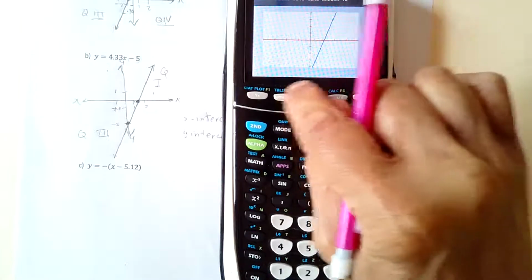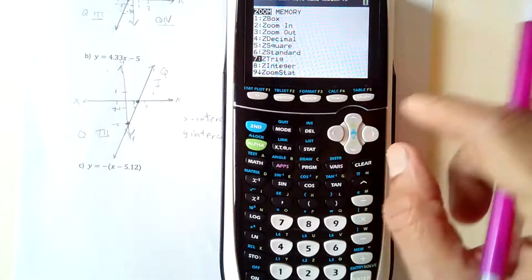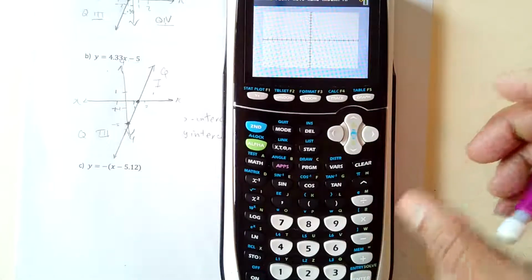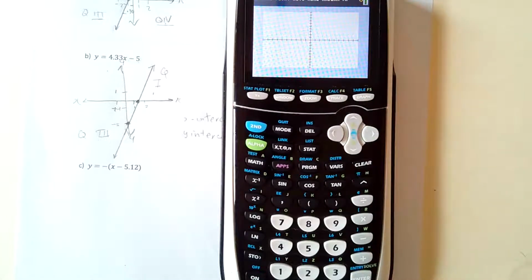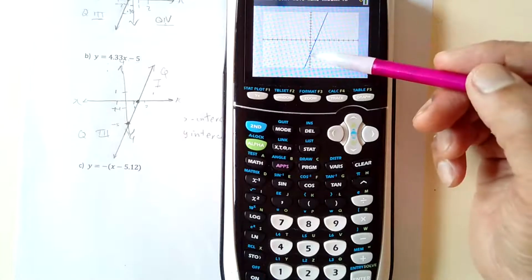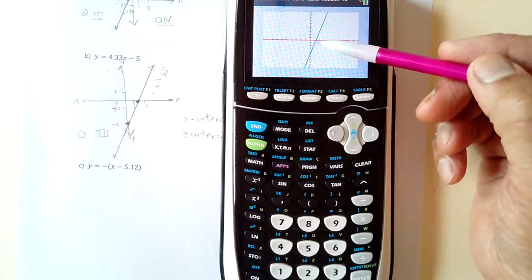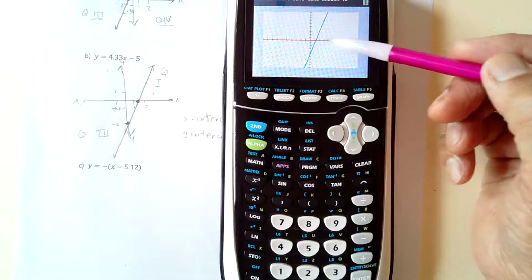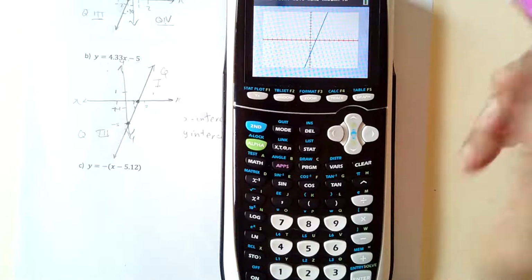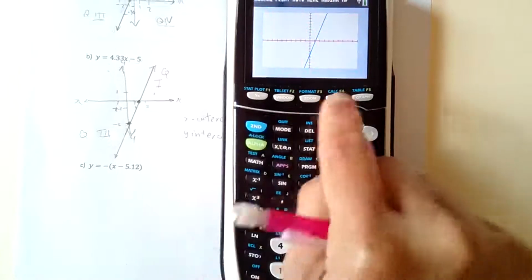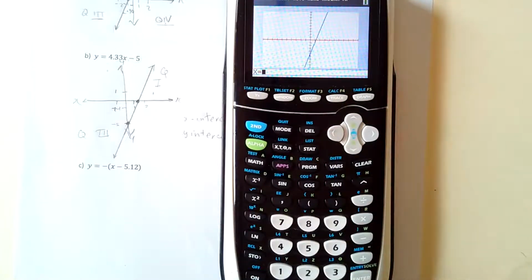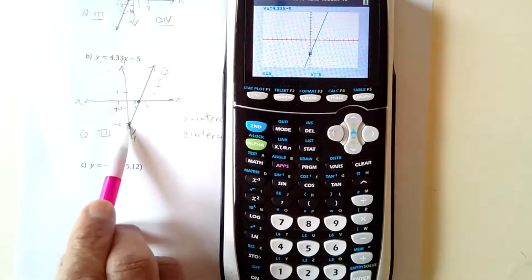Now, why didn't it change? Let's go to standard. Oh, there we go. Now we can see our y-intercept is -5, and the x-intercept is around, well, we know it's between 1 and 2. We'll find both. Let's look at the y-intercept first. Second trace, x equals 0, y is -5, which is what we have here.